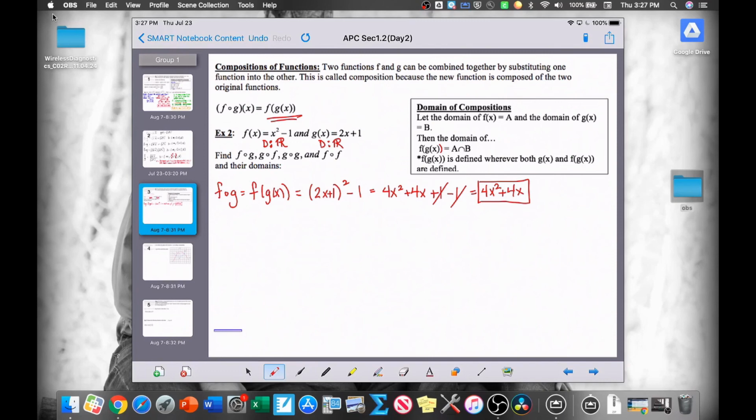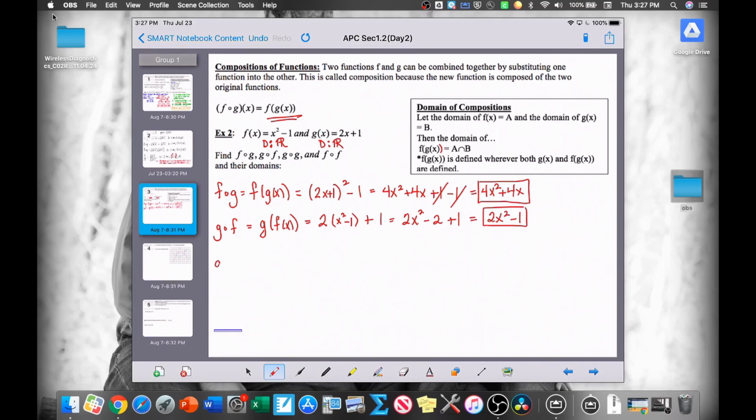All right, next they want us to do g of f, which is the other way. So this time our outer function is g and our inner function is f. So our g function begins with 2 times something plus 1, right? 2 times something plus 1. And the something is going to be the f of x function, which is x squared minus 1. So that's what goes inside my parentheses. And then I should do the distributive property. So I'm going to distribute that 2. That's going to give me 2x squared minus 2 plus 1. And when I combine like terms, I end up with 2x squared minus 1 for my final answer.